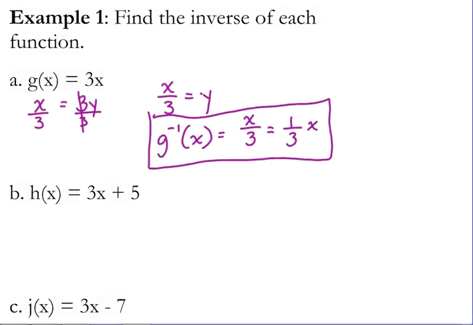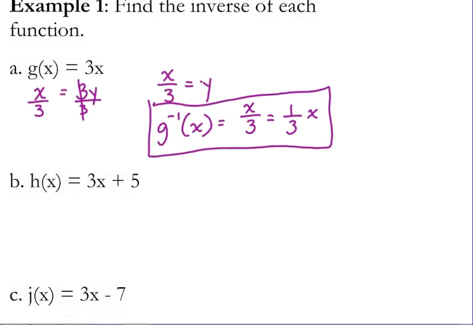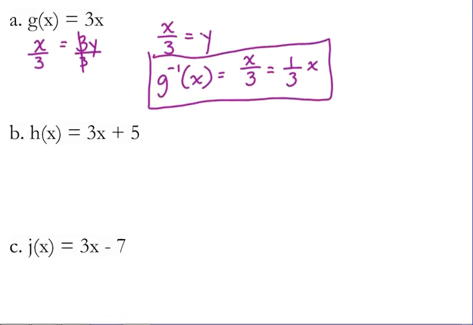So the original was linear. What's the inverse? It's also linear, isn't it? x is in the numerator. Rational only applies when the x is in the denominator. We don't have an x in the denominator. It's a little bit more obvious with the 1/3 x to recognize it as a linear function as opposed to the x over 3.